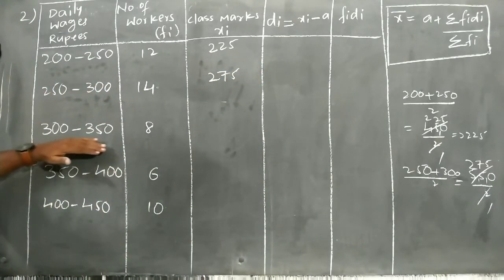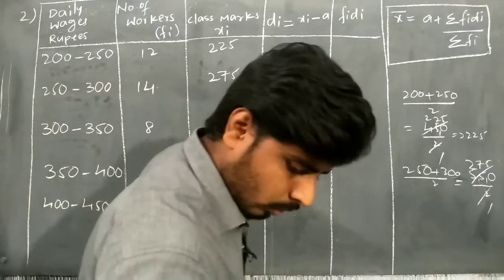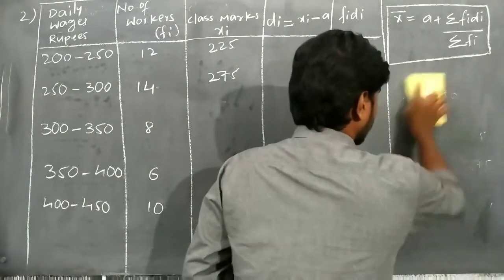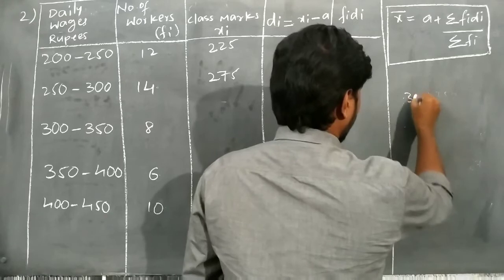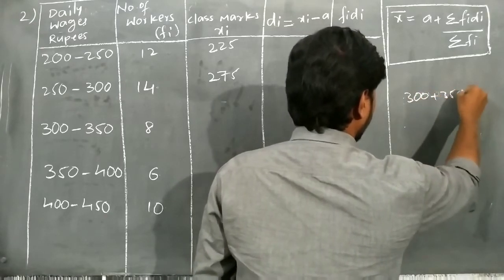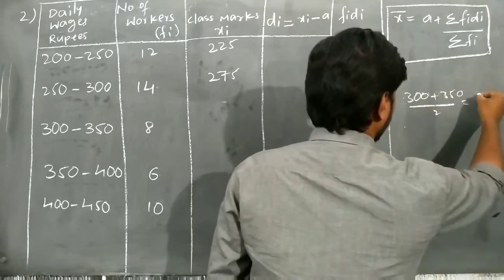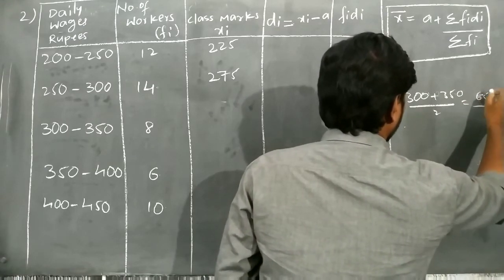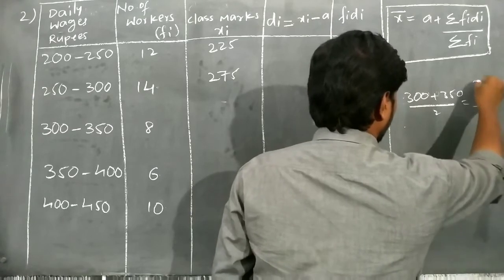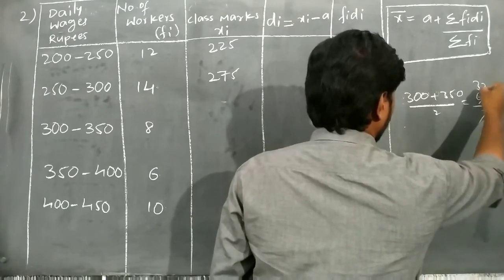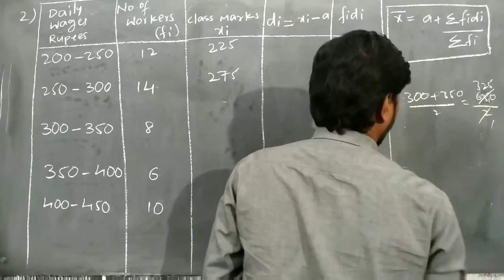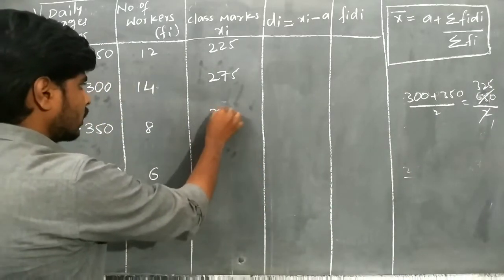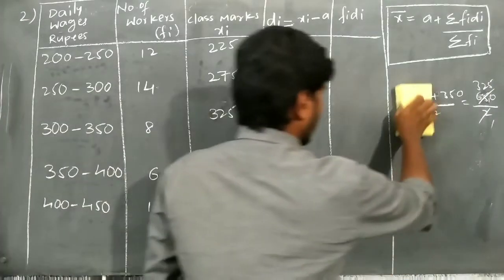Next, 300, 350. So 300 plus 350 by 2, nothing but it is 650 by 2. 2 threes are 6, 2 twos are 4, 2 fives are 10. Okay, the class mark is 325.